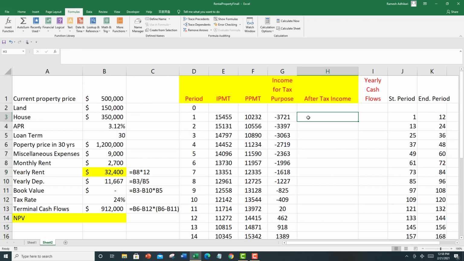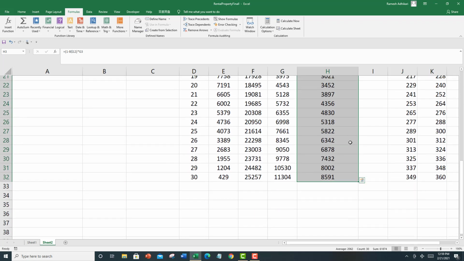Now let's compute after tax income, which is simply 1 minus your tax rate, okay, tax rate times your income for tax purpose. Since the tax rate is going to be same for the rest of the period, I'm going to put $, between letter and numbers and enter. Okay, that's after tax income, and you can double click it. So that gives me after tax income.